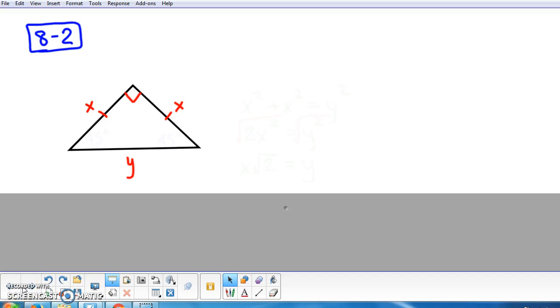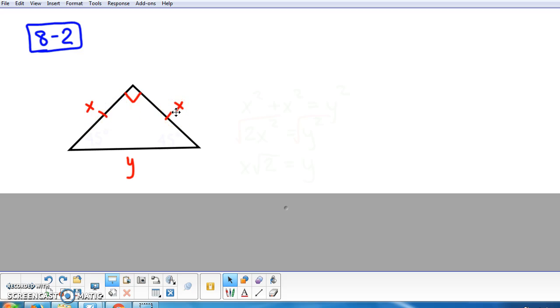This video will cover special right triangles, specifically 45, 45, 90 triangles. Let's start with how the formula works. This is an isosceles right triangle, given that it has a 90-degree angle and two sides that are congruent.